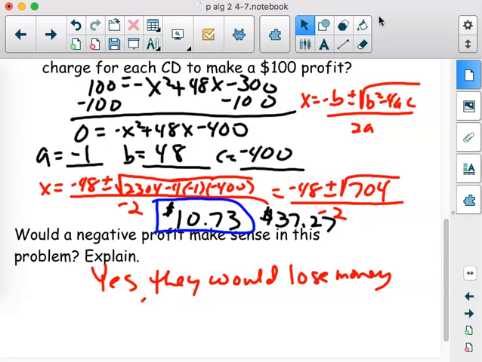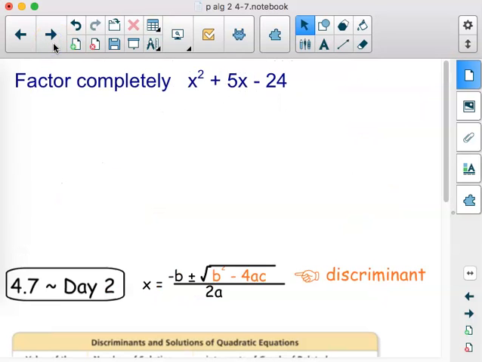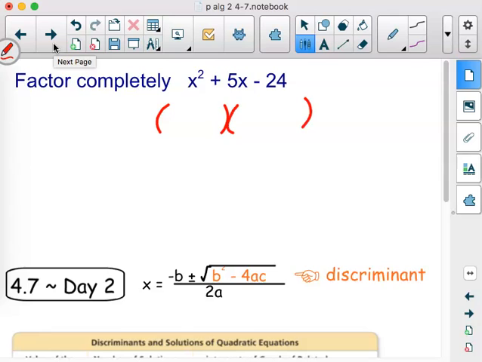Well, boy, oh boy, did we ever use the quadratic formula to solve today. Tomorrow, the second part of our discriminant, we're going to work on talking about what that means. But before we get to that, I don't want you to forget that the best, fastest, easiest way to find these is by factoring. So take a look at x squared plus 5x minus 24. Can somebody tell me what the factors would be for that one?